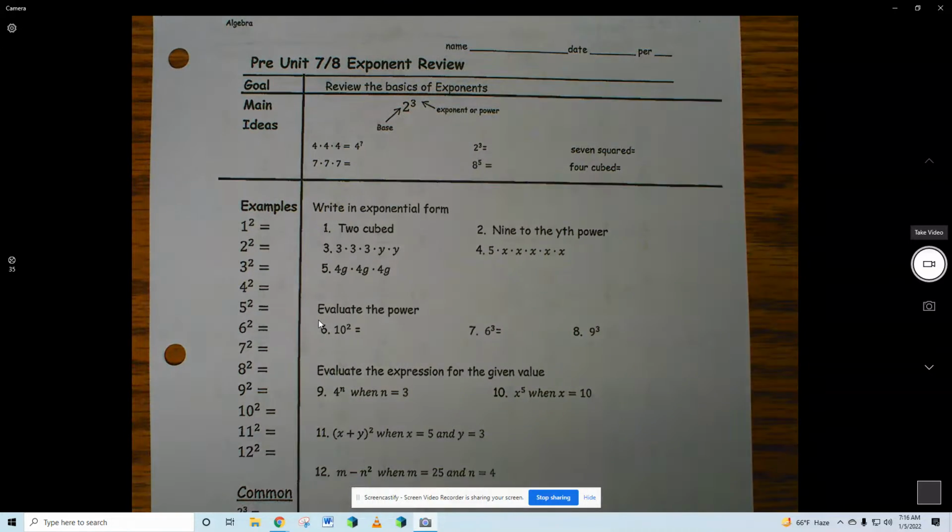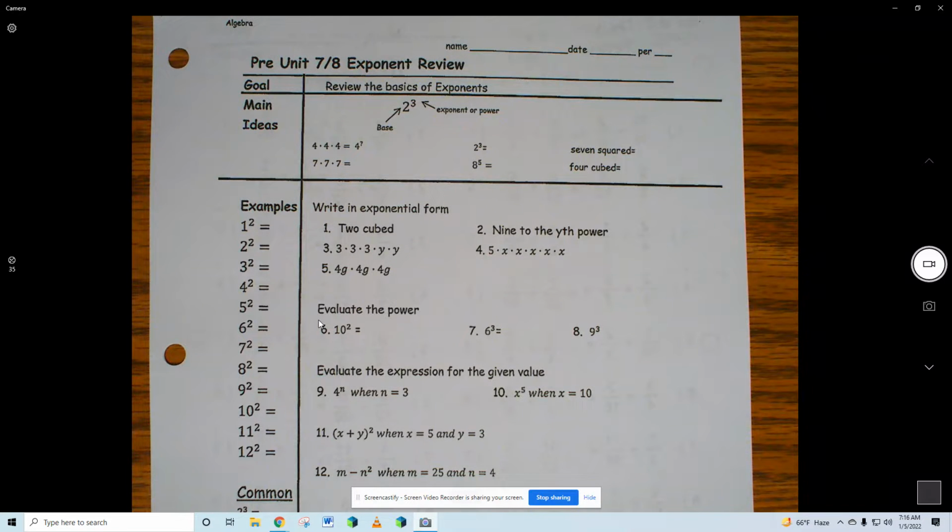Good morning. We are about to start chapter 6, and chapter 6 has to do with exponents. I know it says pre-7-8, but chapter 6. So, exponents, the basics of exponents.